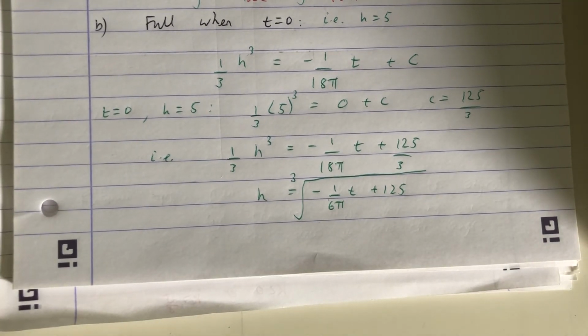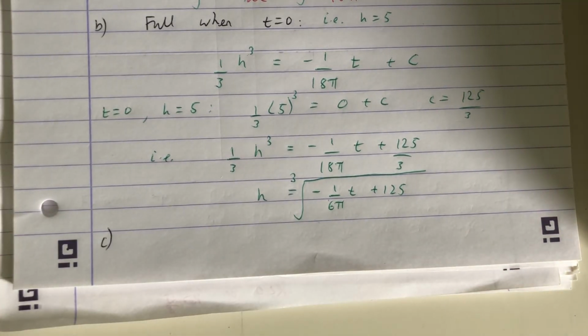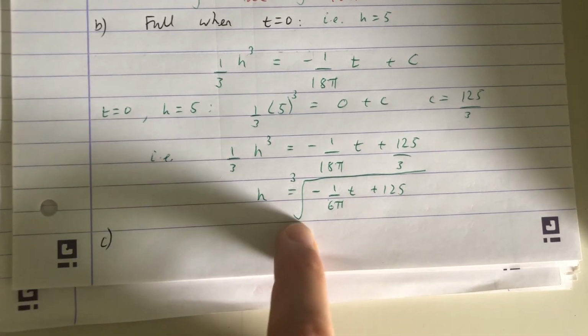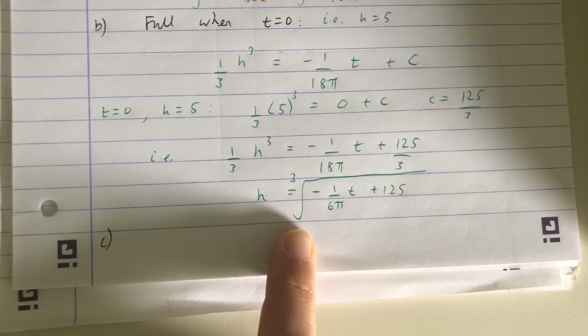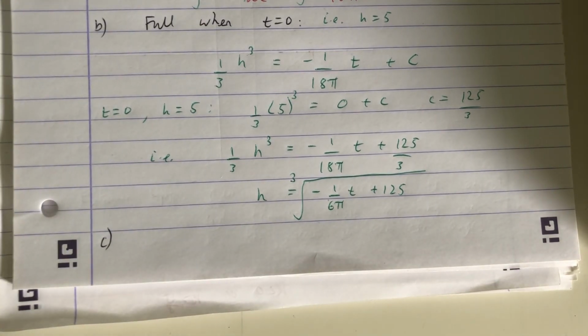Part C. Find the time taken for the container to empty, giving your answer to the nearest minute. So there are many ways to do this. Because it's leaking out at a constant rate, you could use the volume. Or the alternative is, if you're confident with this answer, you can just substitute h is equal to 0 in, when the height drops down to 0. That would be when it's empty. So let's do both methods.